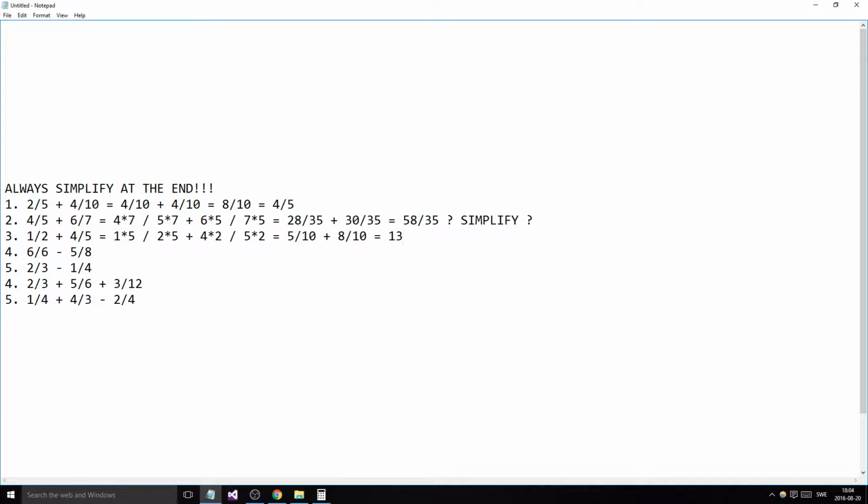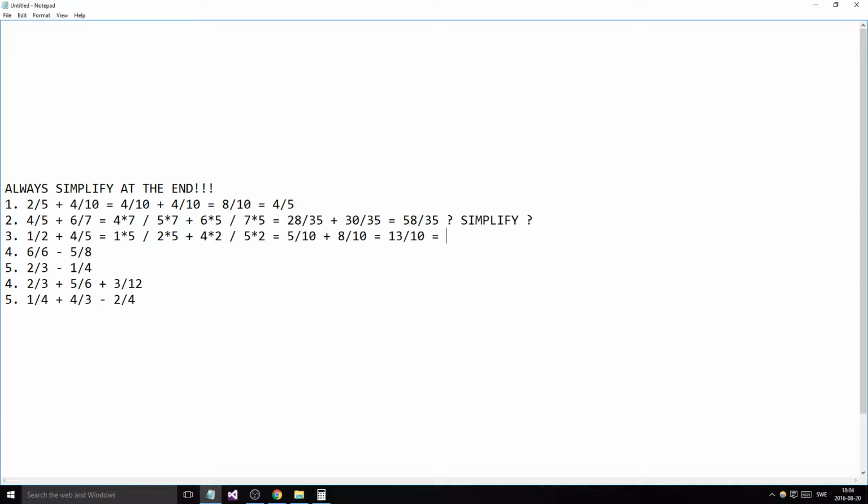13, I think. Yes. 10. And what does this give us? How do you simplify this? Well, you can't, right? There's no way you can simplify this. 13 cannot be divided by anything here, except itself, I think.